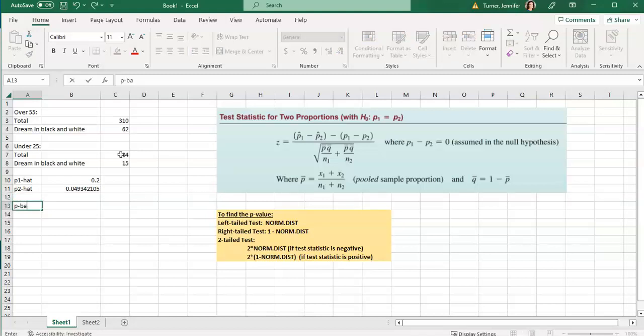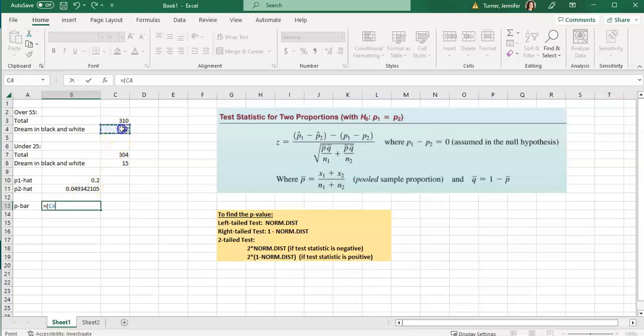Now we do this thing called P bar, P with a little bar over it. So basically what we're going to do there is we're just going to add together the two numbers, the 15 and the 62, for the people who dreamt in black and white in the numerator of the fraction right here. And in the denominator of the fraction, we're going to add together the two totals. So we can do that again by starting with an equal sign. We're going to put parentheses around the numerator and parentheses around the denominator to make sure Excel is doing the steps with the correct order of operations.